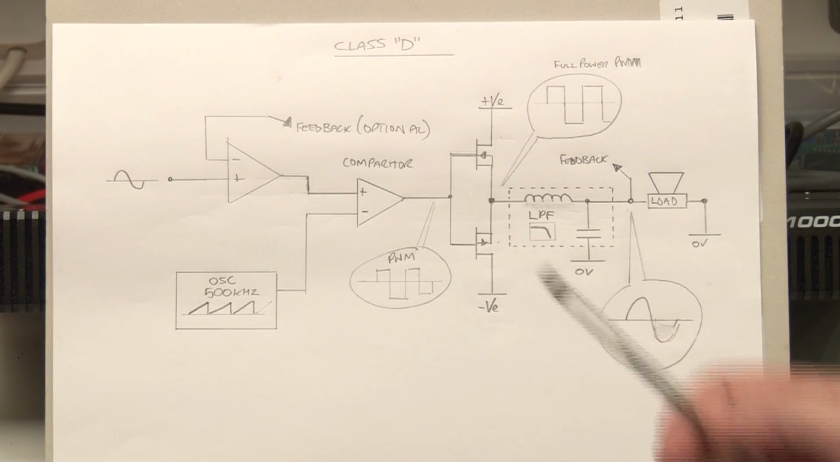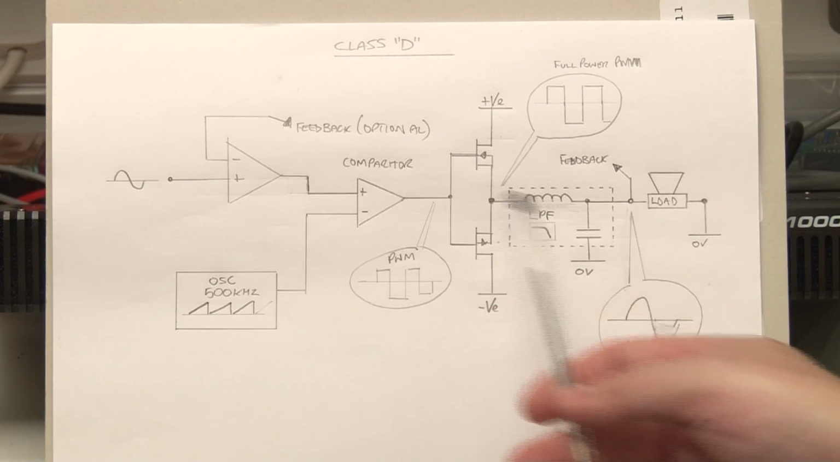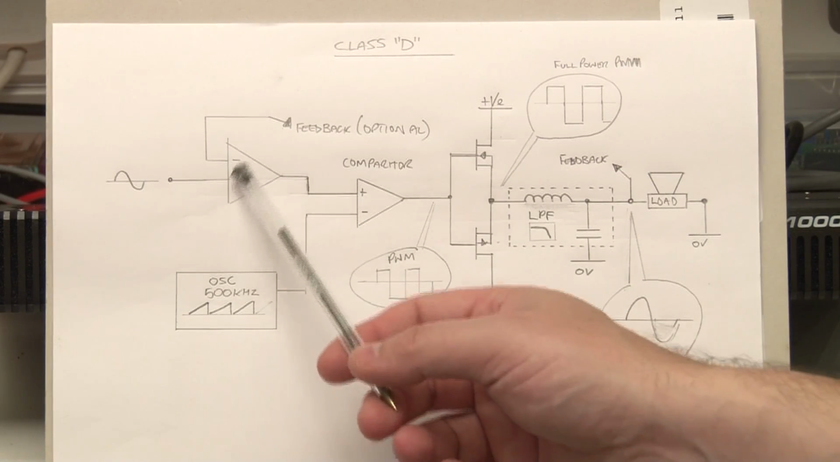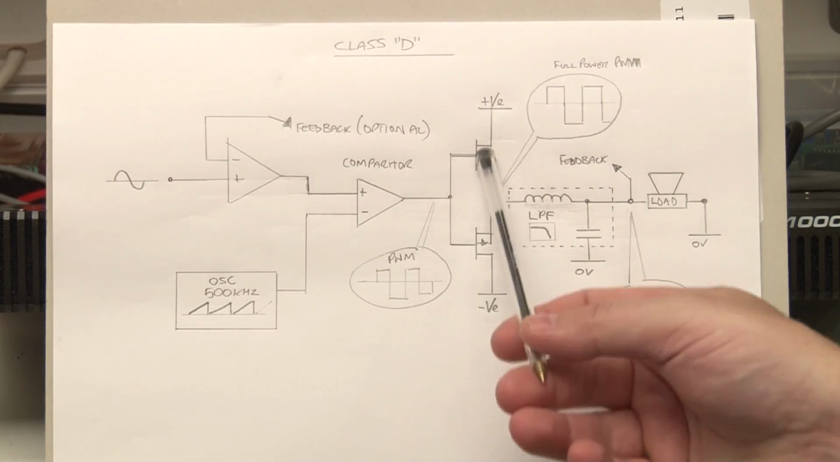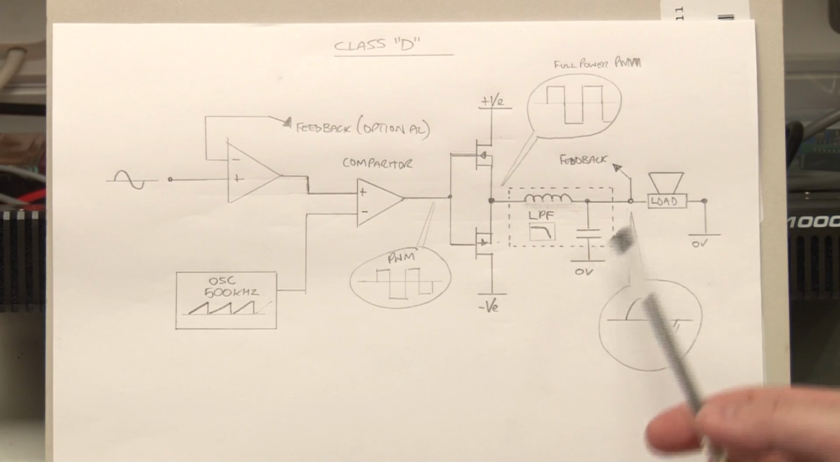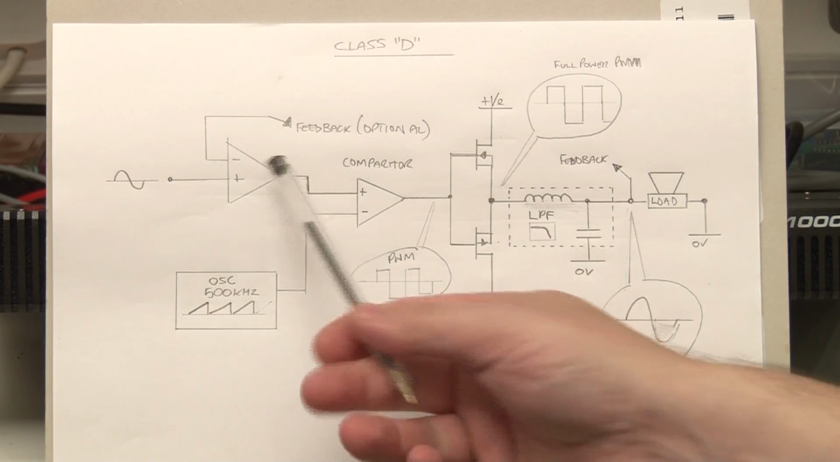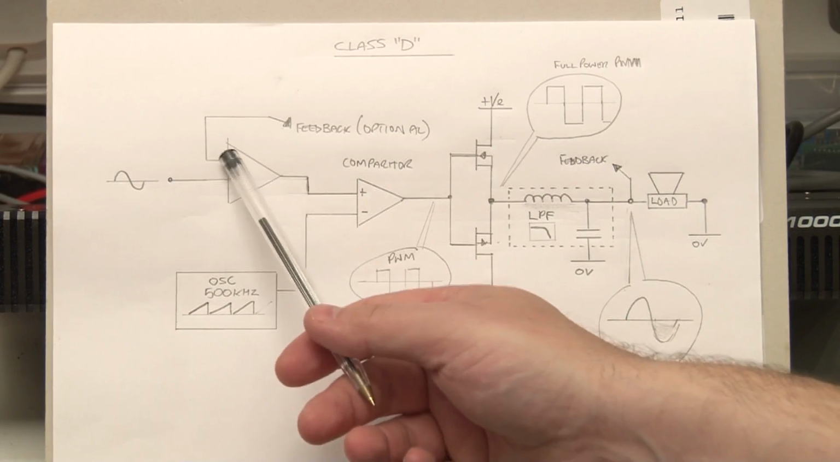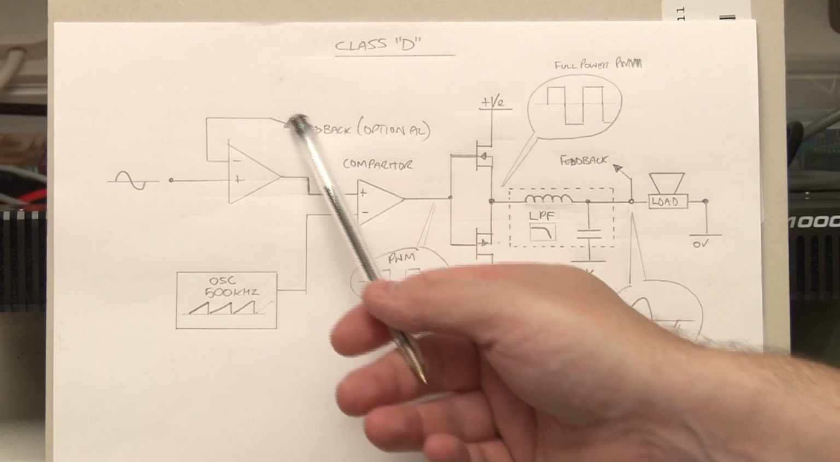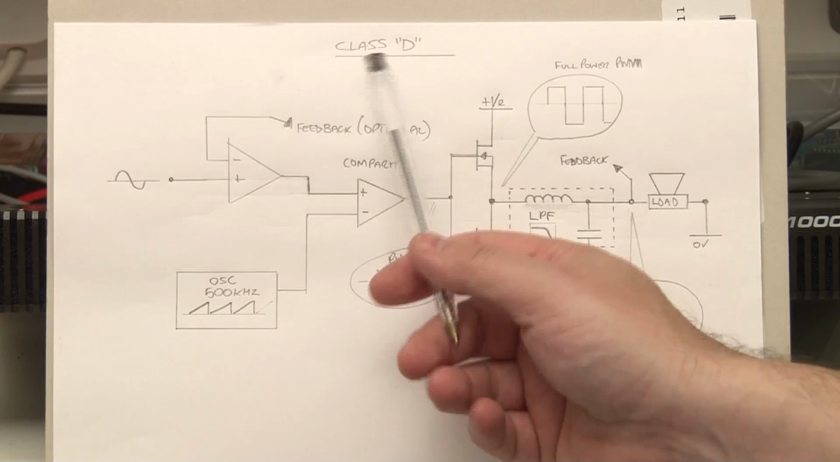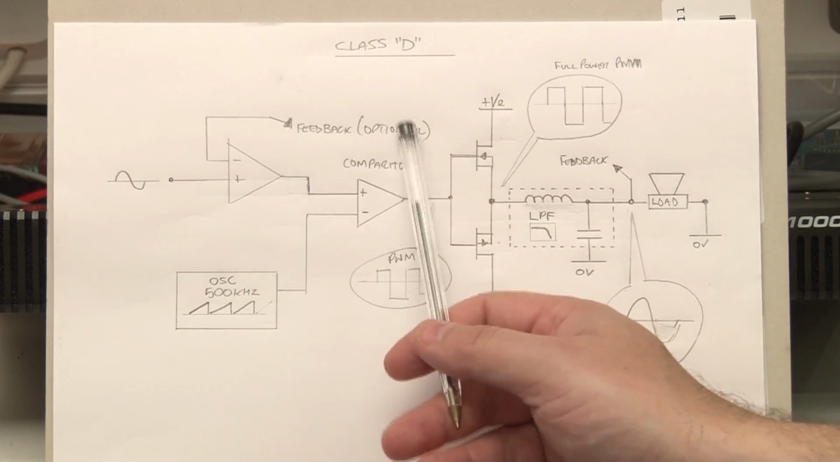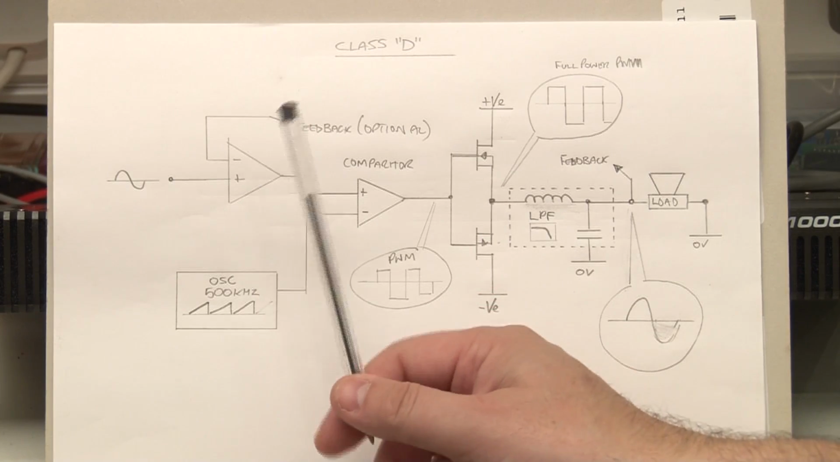So a Class D amplifier, although at a glance it almost looks identical, you've got a front end amp, you've got output devices, you've got a load. Actually, it's a very, very different mode of operation, and I'll talk about that now. So you've got the front end amplifier. I've not drawn this very well, but with negative feedback, and actually in Class D that's optional, and I'll come back to that in a second.